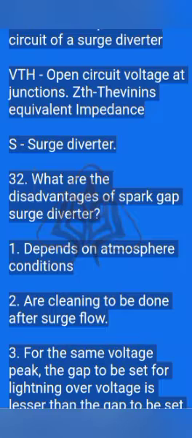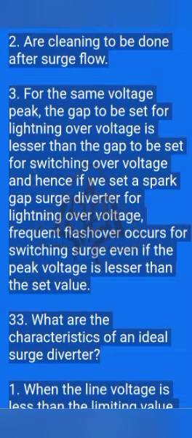31. Give the equivalent circuit of a surge diverter. VTH, open circuit voltage at junction. ZTH, Thevenin's equivalent impedance. S, surge diverter. 32. What are the disadvantages of spark gap surge diverter? 1. Depends on atmospheric conditions. 2. Is cleaning to be done after surge flow? 3. For the same voltage peak, the gap to be set for lightning overvoltage is lesser than the gap to be set for switching overvoltage, and hence if we set a spark gap surge diverter for lightning overvoltage, frequent flashover occurs for switching surge even if the peak voltage is lesser than the set value.